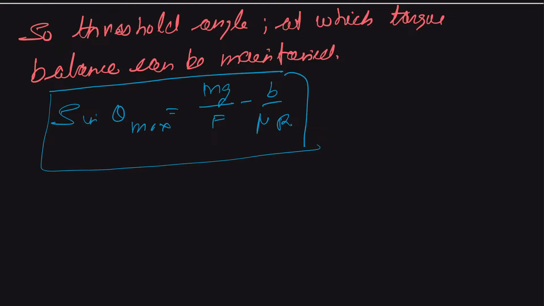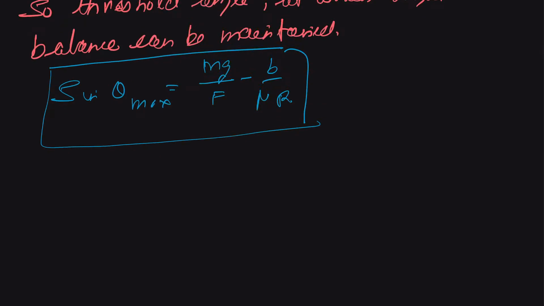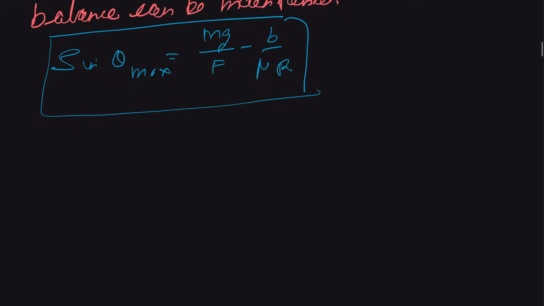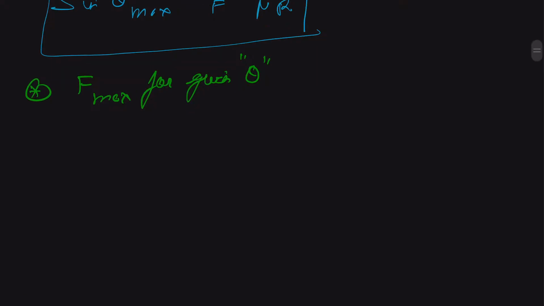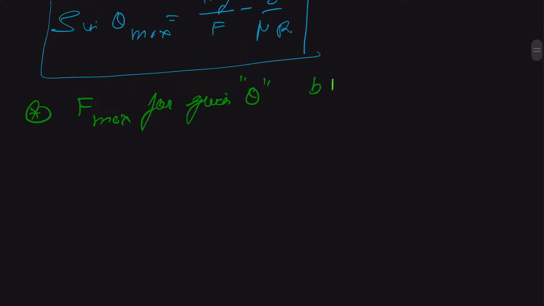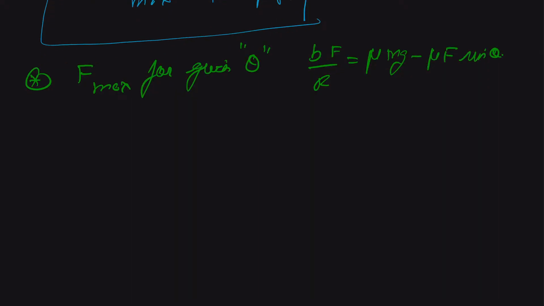And from this theta max, we can also find out the maximum value of F max for a given theta. So once again, we start with the maximum force for a given value of theta, and for that we start with our Bf upon R is equal to mu mg minus mu F sine of theta. So here we are going to find out the value of F.